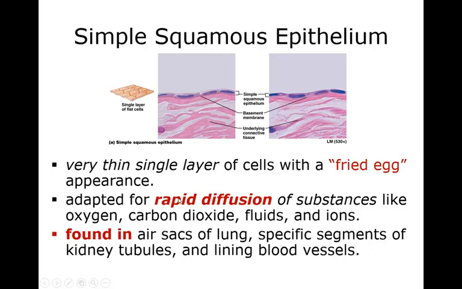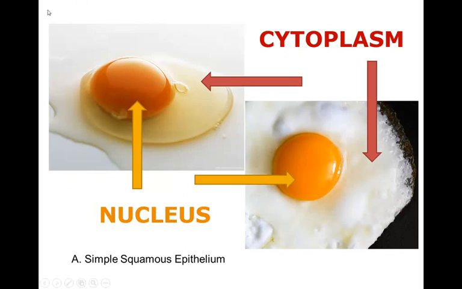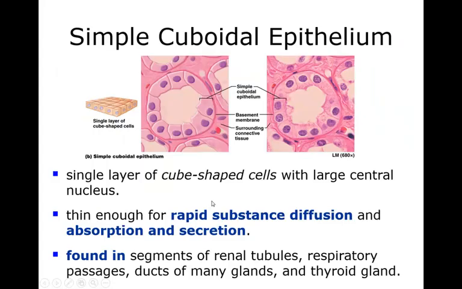Again, it's very, very thin, so this type of tissue is adapted for rapid diffusion, which is why typically it's found in areas where materials need to move in and out quickly, so the lungs, the kidneys, as well as blood vessels. So again, keeping that fried egg in mind, this would be the simple squamous.